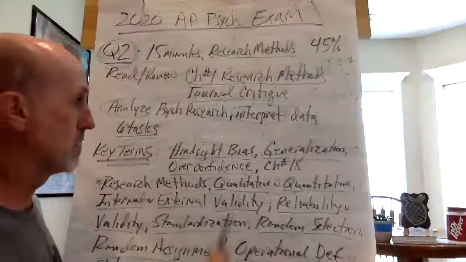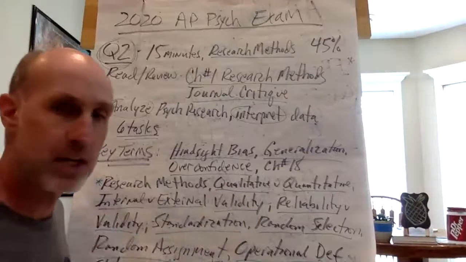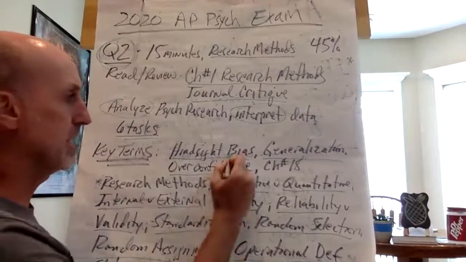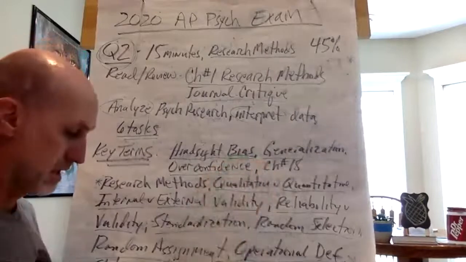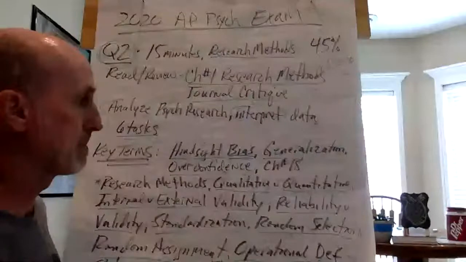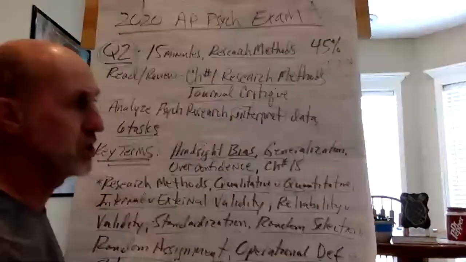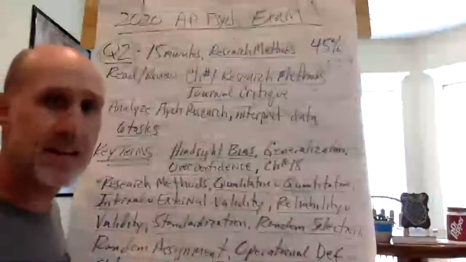So we went over this. So hindsight bias. If I'm biased in any way, shape, or form, basically any type of bias, can influence my results and my research method, whether it's confirmation, hindsight, whatever. Generalization, again, we talked about that.